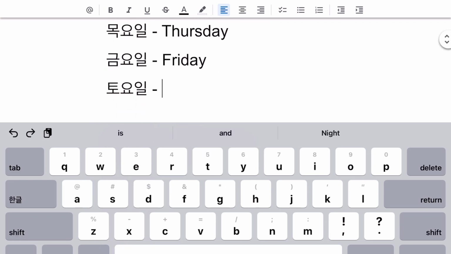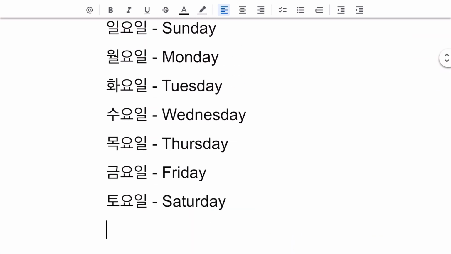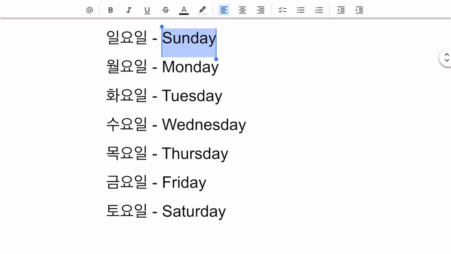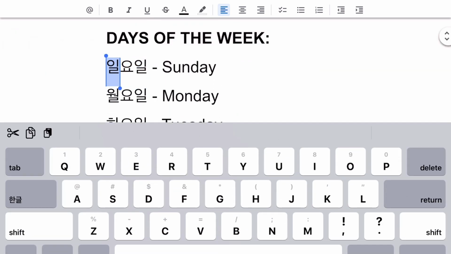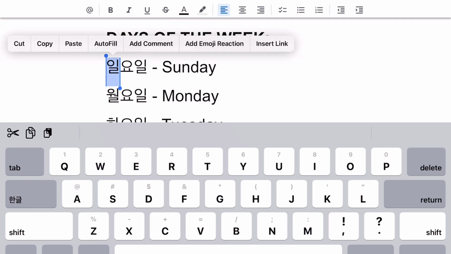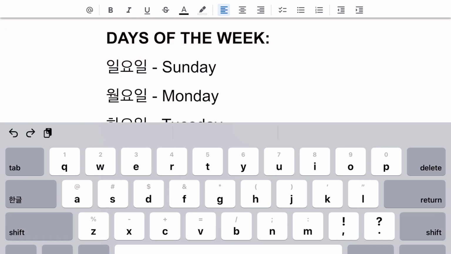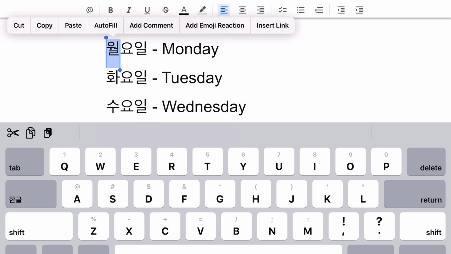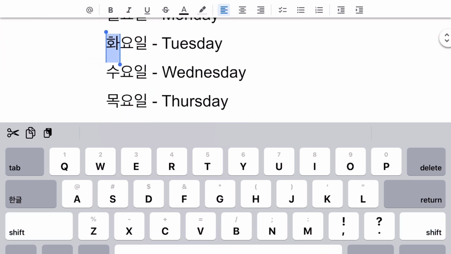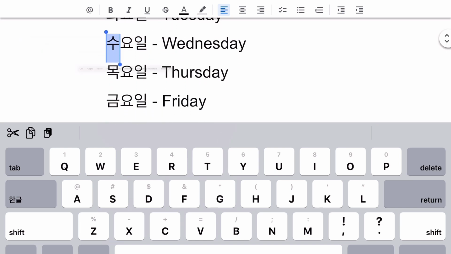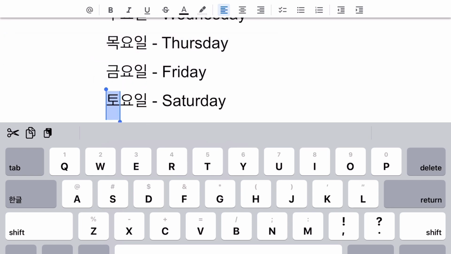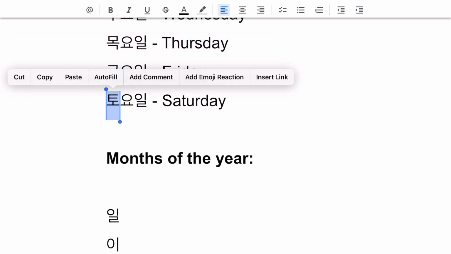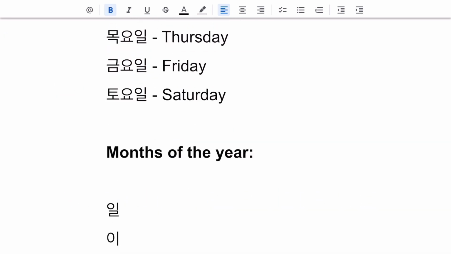So actually, that word yoir, you can think of that as day. And then each one has a different character in front, which actually stands for something. I don't know what each one stands for. War is like the moon. Hua is like fire. Su is like water. Mok, tree. Gum, I think that's gold. And then to, I can't remember. But each one of them stands for something. You don't have to remember that, but I just think that's interesting.